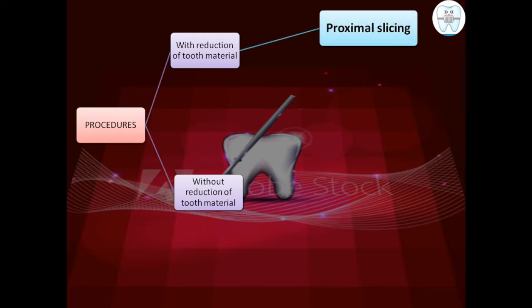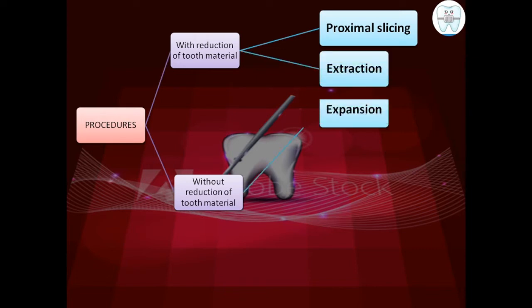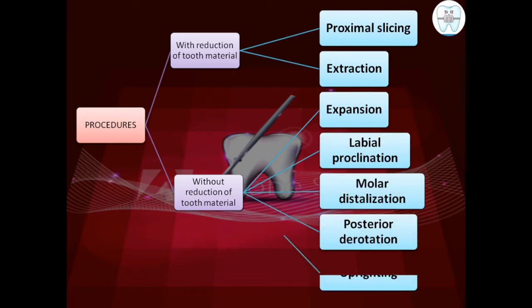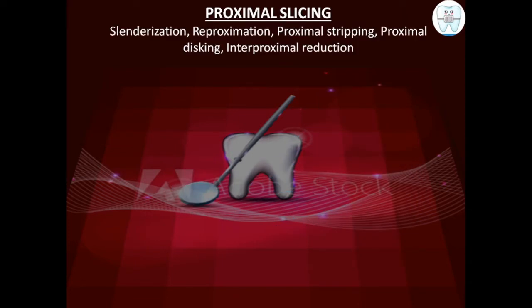So with reduction of tooth material, it could be proximal slicing or extraction, and without it is expansion, labial proclination, molar distalization, posterior derotation and uprighting. Okay, ELMPU: expansion, labial proclination, molar distalization, posterior derotation and uprighting. So first of all, proximal slicing. It is also known as reproximation, interproximal reduction, proximal stripping, disking or slenderization.